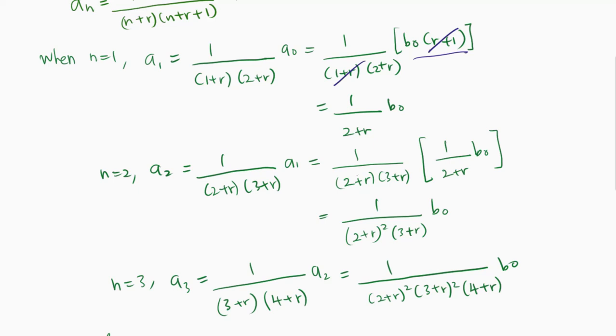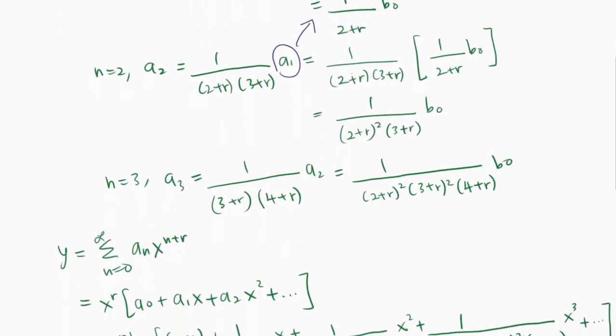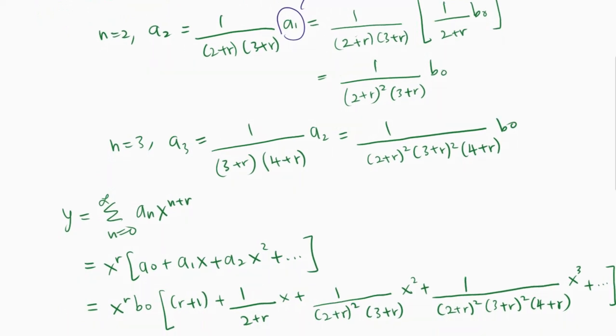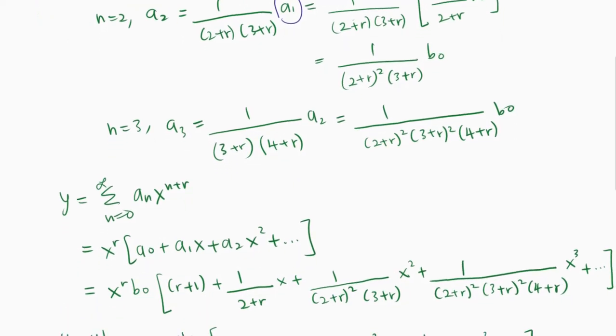Okay. Next one, when n equal to 2, we have a2 equal to 1 over (2 plus r)(3 plus r), a1. And substitute a1 with a1 that we have obtained earlier, and hence we have a2 equal to 1 over (2 plus r) squared (3 plus r) b0. Okay, as you can see here, I continue to find the coefficient a3. The reason behind it is, as you can see here, when we factorize, actually x^r is outside, right?